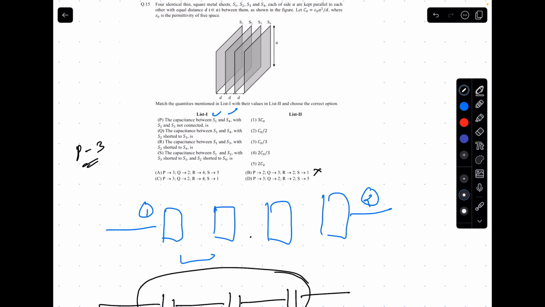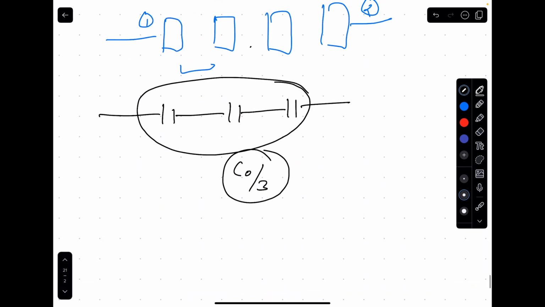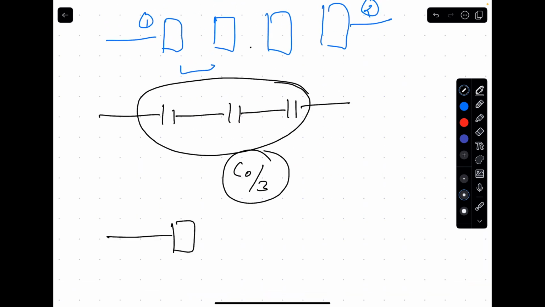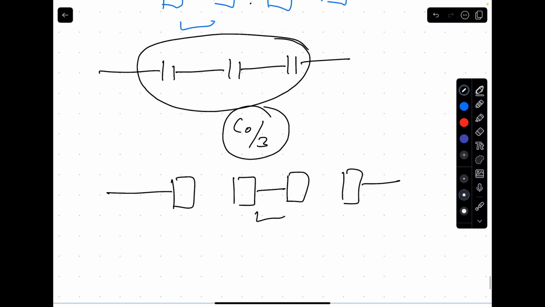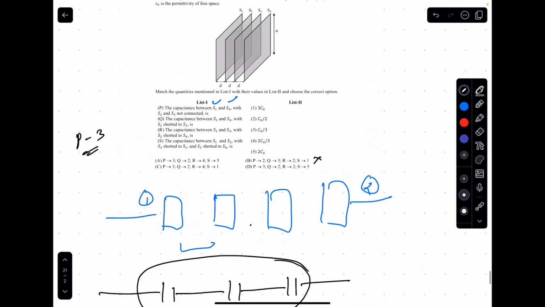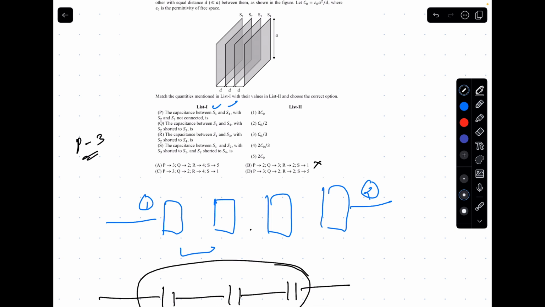Now next, let's move to the Q. What they are saying is the capacitance between S1 and 4, where 2 and 3 are shorted. So like this, 2 and 3 are shorted. Now look, there won't be any charge stored over here, so there will be just two capacitors like this. So this is C naught divided by 2, a series combination of two capacitors. So then in the Q, the second option is correct. Again, I am not able to eliminate anything. So let's move to the R.